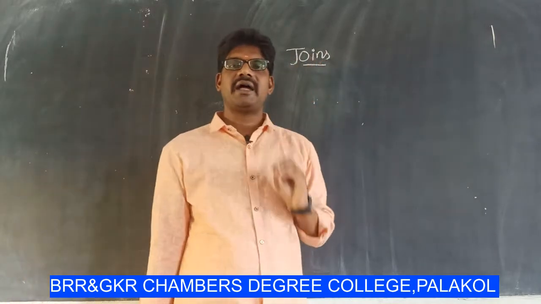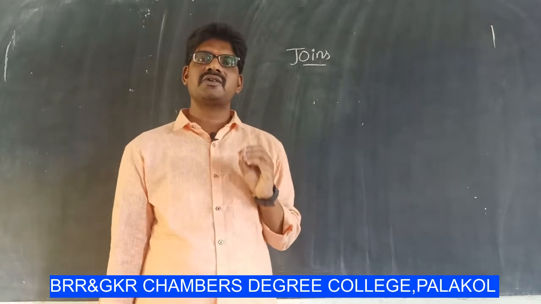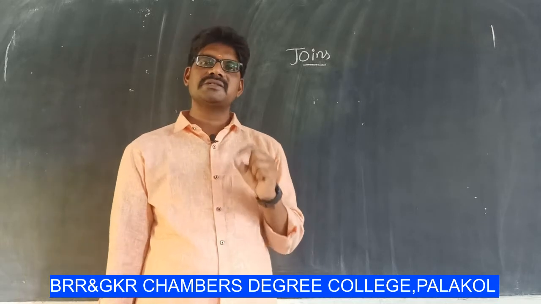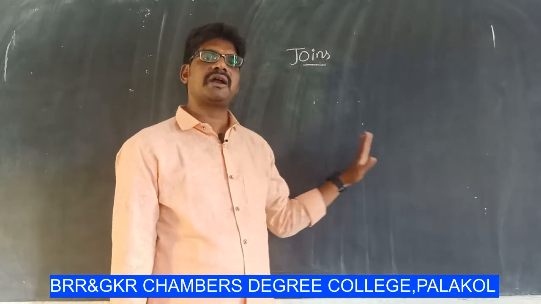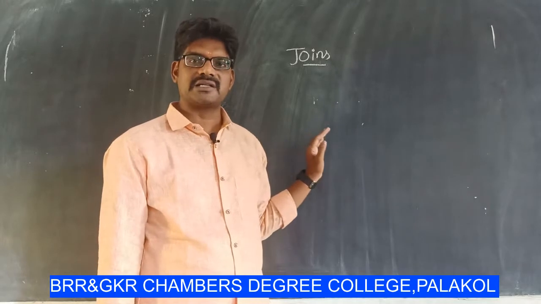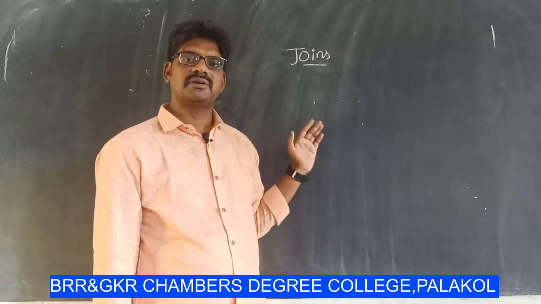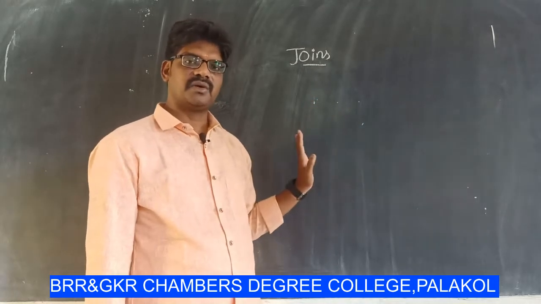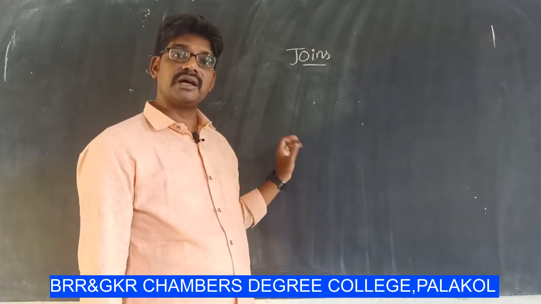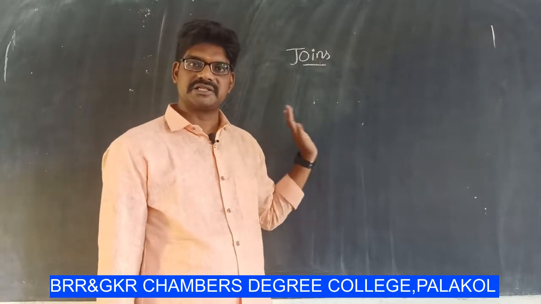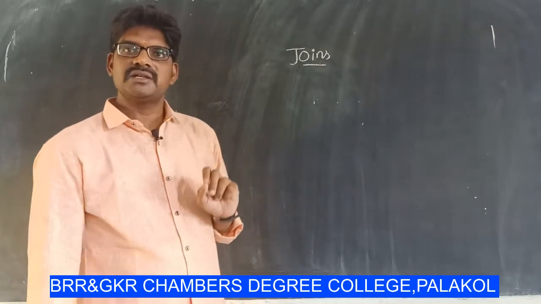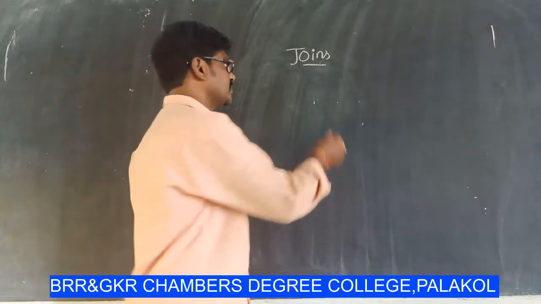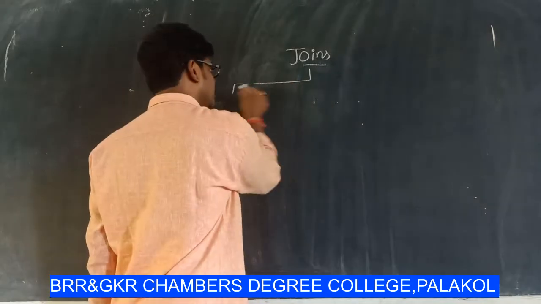The common attribute must follow compatibility. What is the meaning of compatibility? It means the common attributes of both relations must have the same characteristics, so the data type must also be the same in the two relations. It must follow the compatibility characteristics. Next, join operations are classified into two types here.